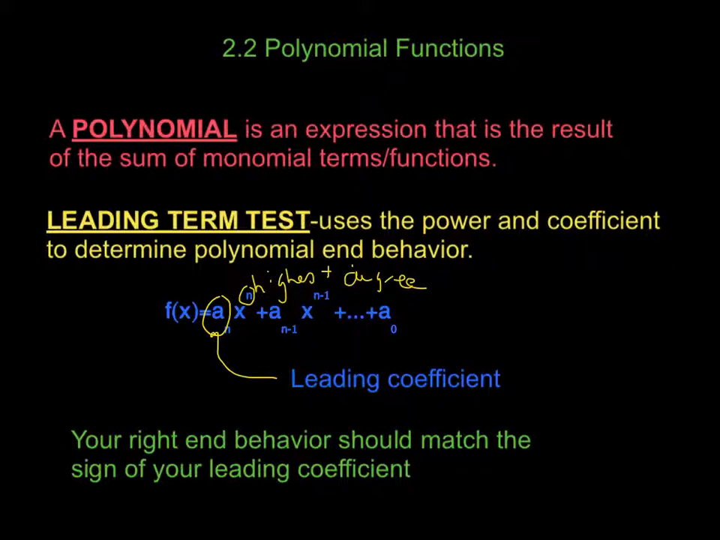So your right end behavior should match the sign of your leading coefficient. So if it's positive, it points up on the right. If it's negative, it points down on the right.